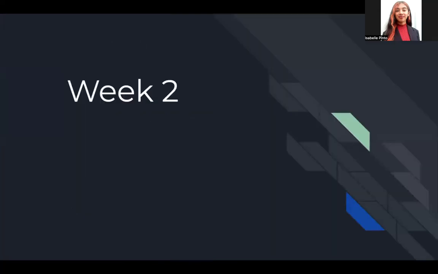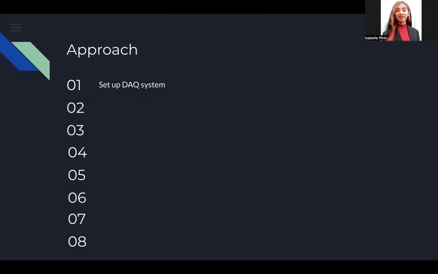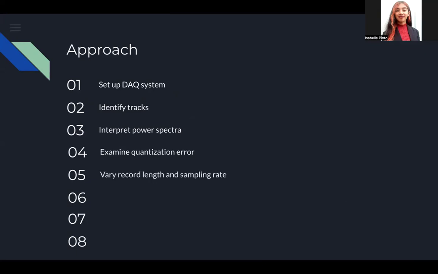Now let's move on to the procedure from week 2. First, we set up the DAC system. Then we identified the various tracks as different sorts of waveforms with different frequencies. Then we interpreted the power spectra for each of these different tracks. We examined the quantization error, and varied the record length and sampling rate to see the effect of aliasing and consider sampling theory. So then we observed aliasing, and we were able to examine noise and explore the use of the low-pass filter.